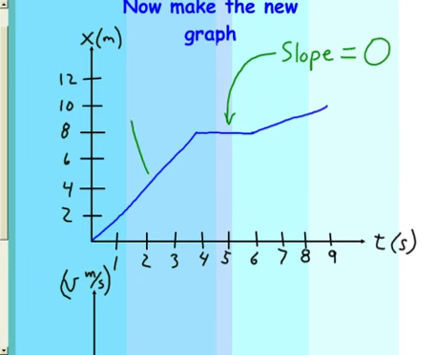Now let's try this one. See if you can calculate the slope of this line. Go ahead and pause me, and then we'll see what number you get. I got a slope of 2. Goes up 2 for every 1 it goes over.